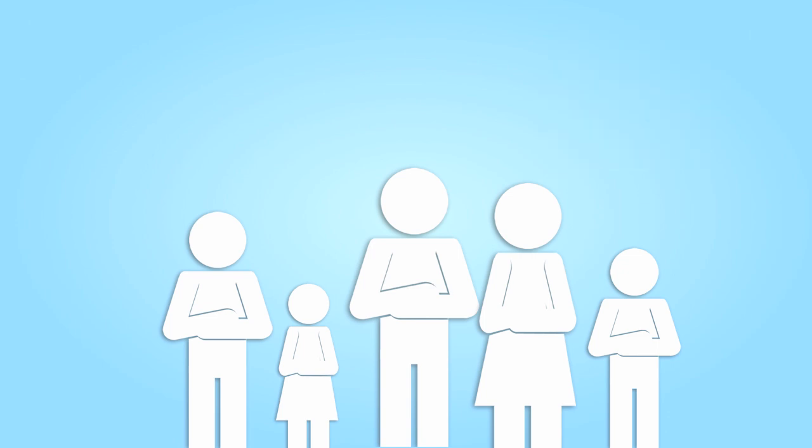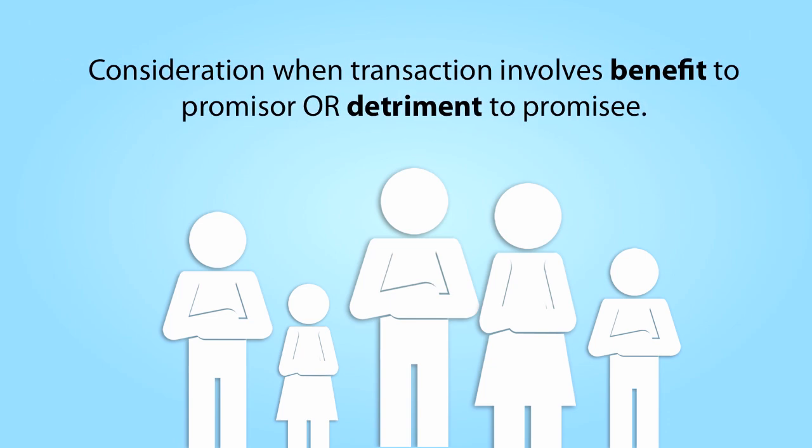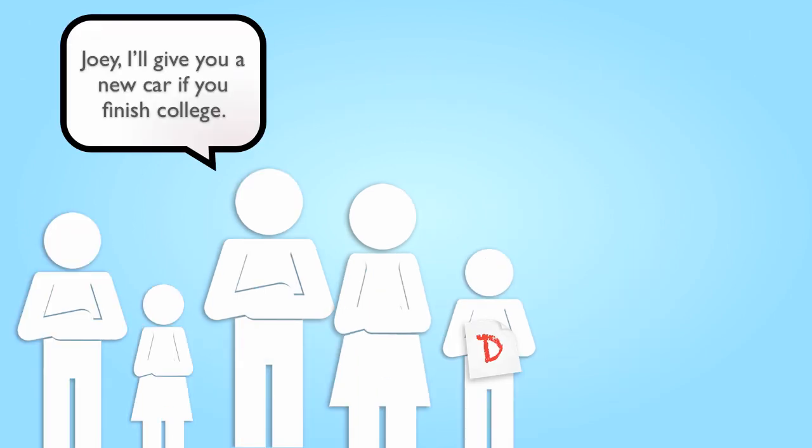In older cases from the 19th century, often involving family members, you will see another definition of consideration. A promise has consideration when the transaction involves a benefit to the promisor or a detriment to the promisee. This definition, however, proved to be unsatisfactory because courts got distracted by deciding what was a benefit and what was a detriment. So, for example, if a father promises to give his son a new car if the son finishes college, is there consideration under this older definition?